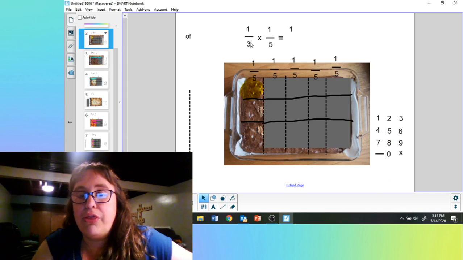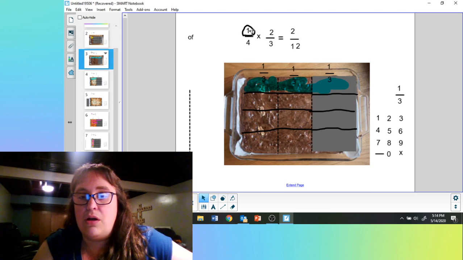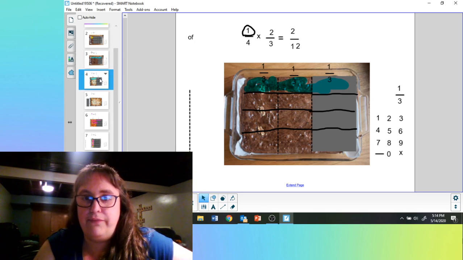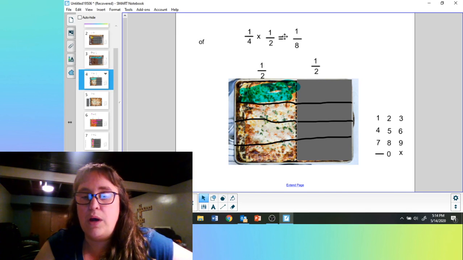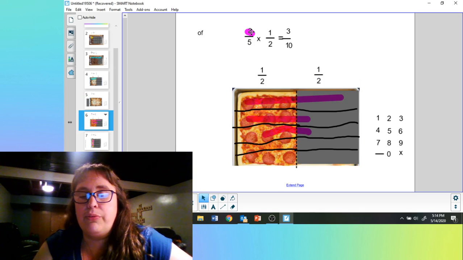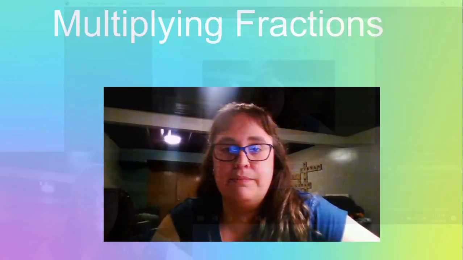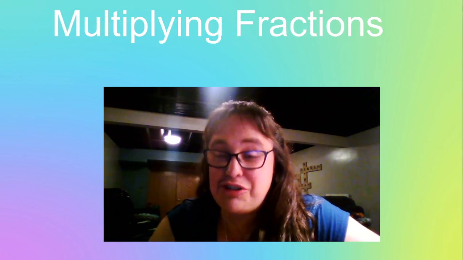Here we had 1/3 of 1/5, and we ended up with 1 piece out of 15. Here, take a look. 1 times 2 is 2. 4 times 3 is 12. Here, 1 times 1 is 1. 4 times 2 is 8. Okay, we didn't do that one. 3 times 1, right across the top, is 3. 5 times 2 is 10. Right? 3 times 1 is 3. 4 times 5 is 20. It is that easy to multiply your fractions.